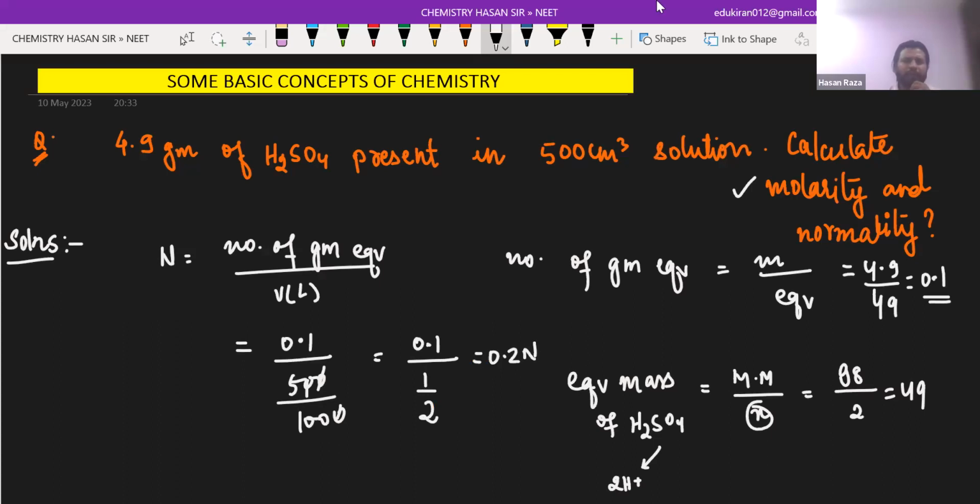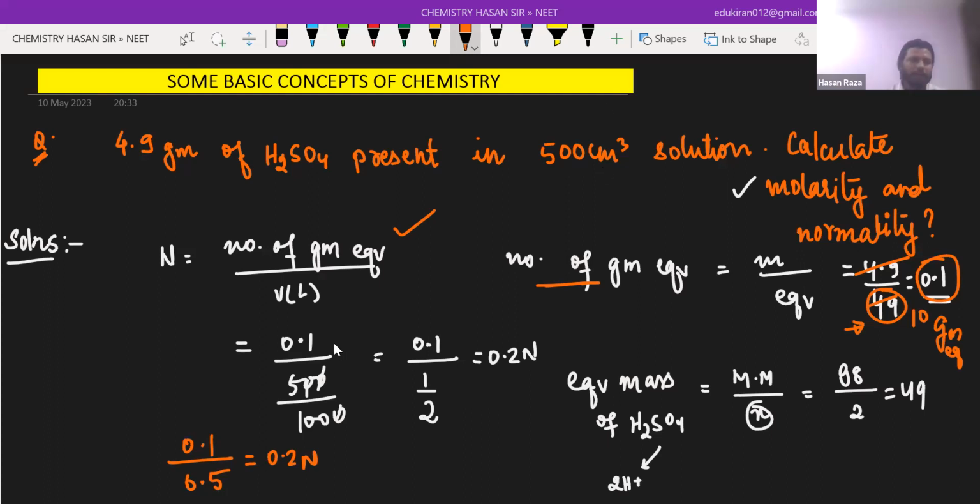Let me check the calculation again. First, we have to calculate the number of gram equivalent, given mass 4.9 upon equivalent mass, which is 49. So you can see this will be cancelled and 10 will be here. So it becomes 1 by 10, which means 0.1 gram equivalent. 0.1 gram equivalent divided by 0.5, and hence the answer will be 0.2. Okay, no problem. So you have to be careful while applying the formula. You need to be focused.